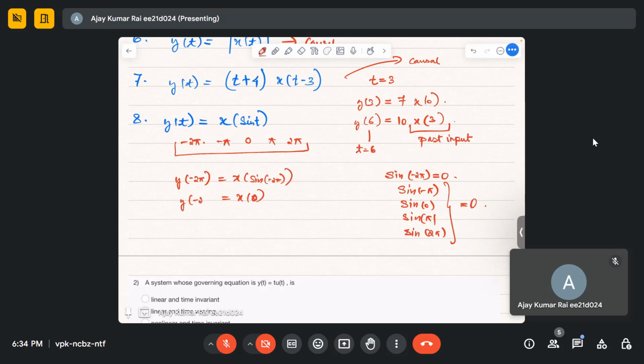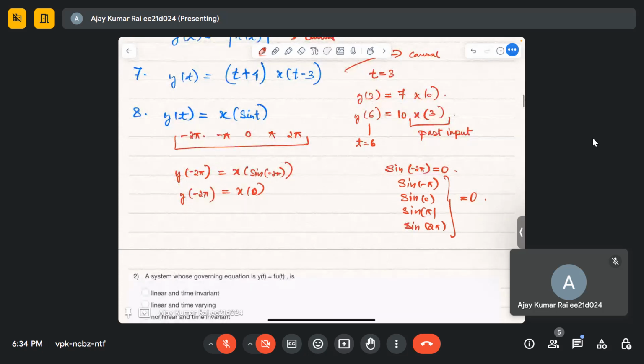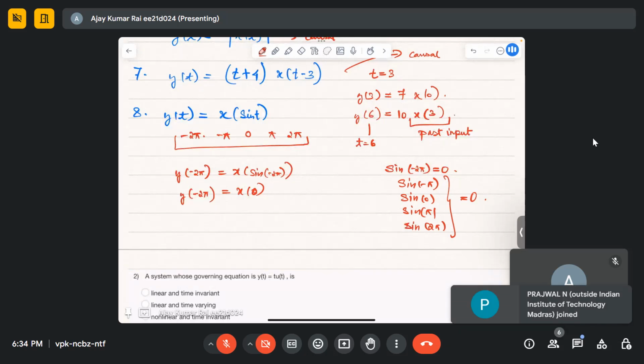Okay. So I'm trying to find the output at t equal to minus 2 pi. But you see whether it's future or not, x of 0, just by seeing this expression.